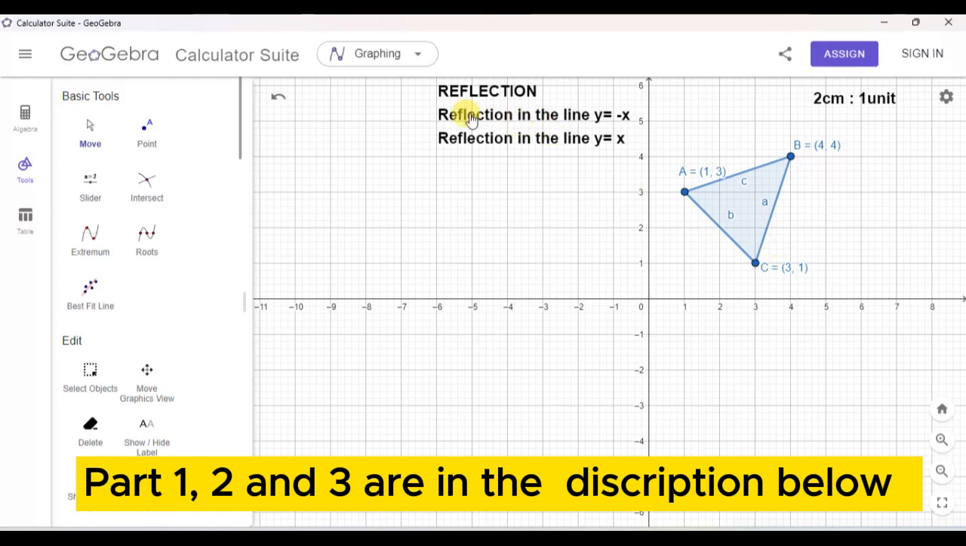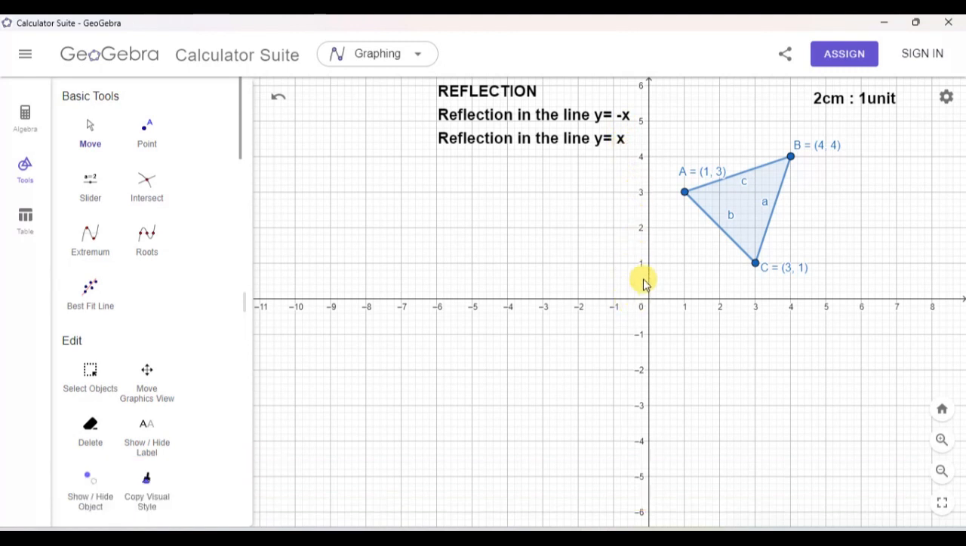So the first part is that we should reflect this triangle in the line y equals negative x. So where is the line y equals negative x? It's in the quadrant where the y values are negative and the x values are negative. If x is negative 2, y is also negative 2. Remember, it says y equals negative x, so the values should be the same.